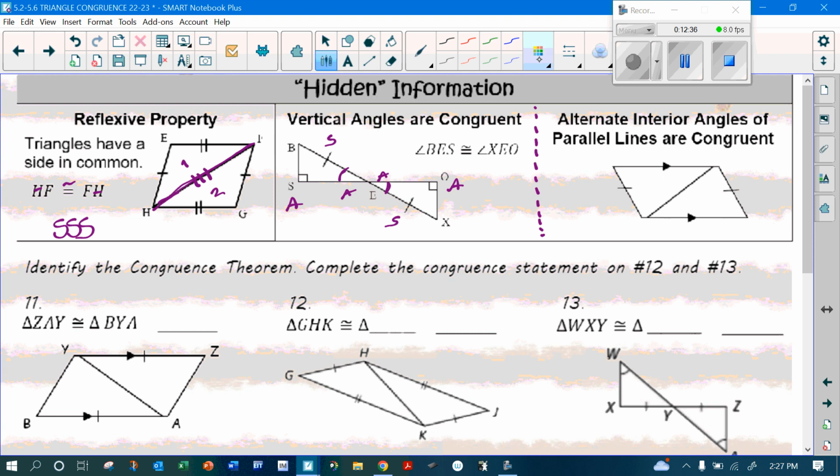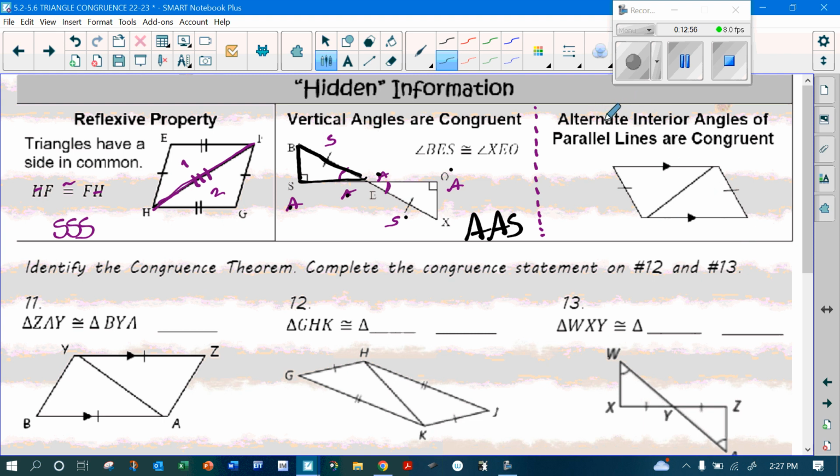And when you're looking for the reason, make sure that you're only looking at the letters of one triangle and then look at the letters of the other. They're supposed to be the same. We have angle, angle, side, angle, angle, side. So this would be angle, angle, side.